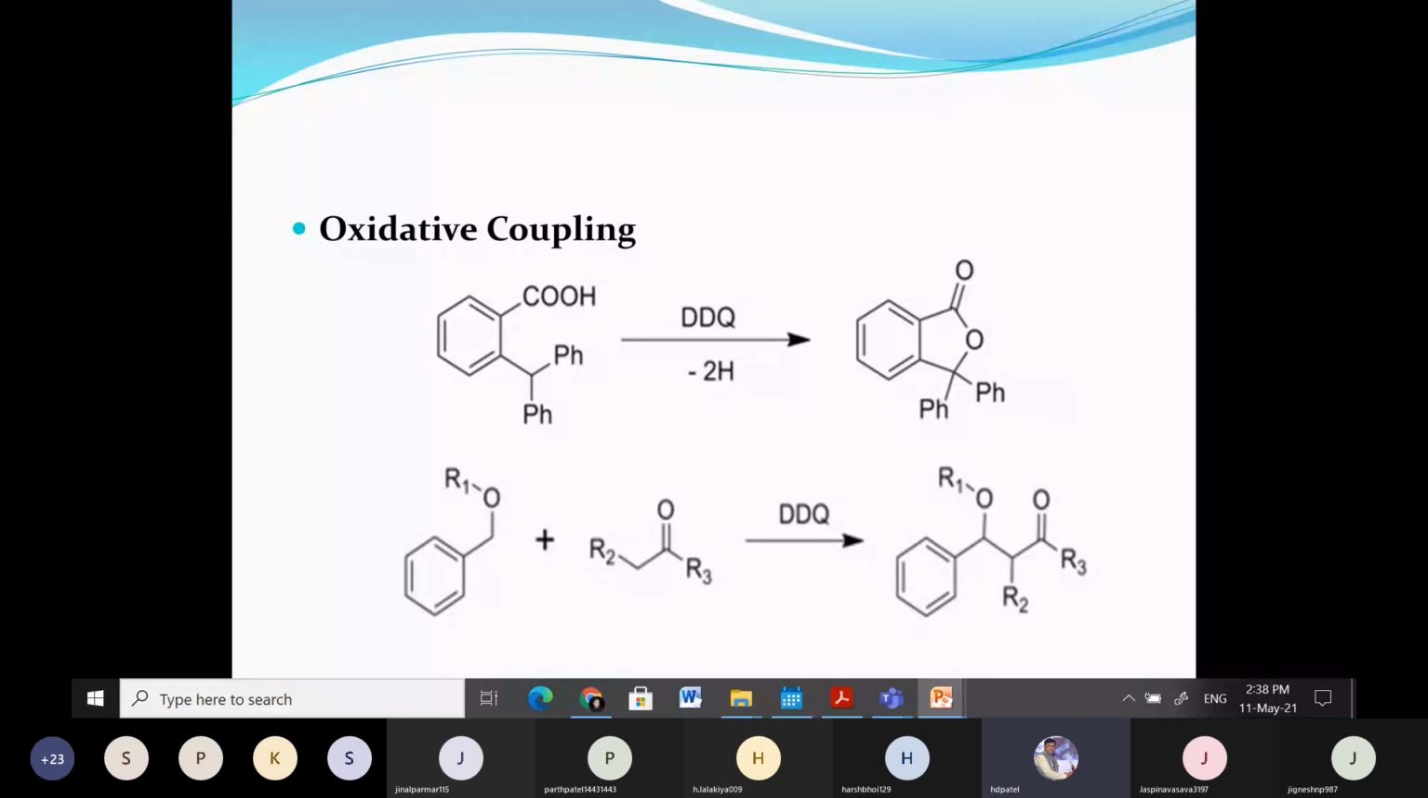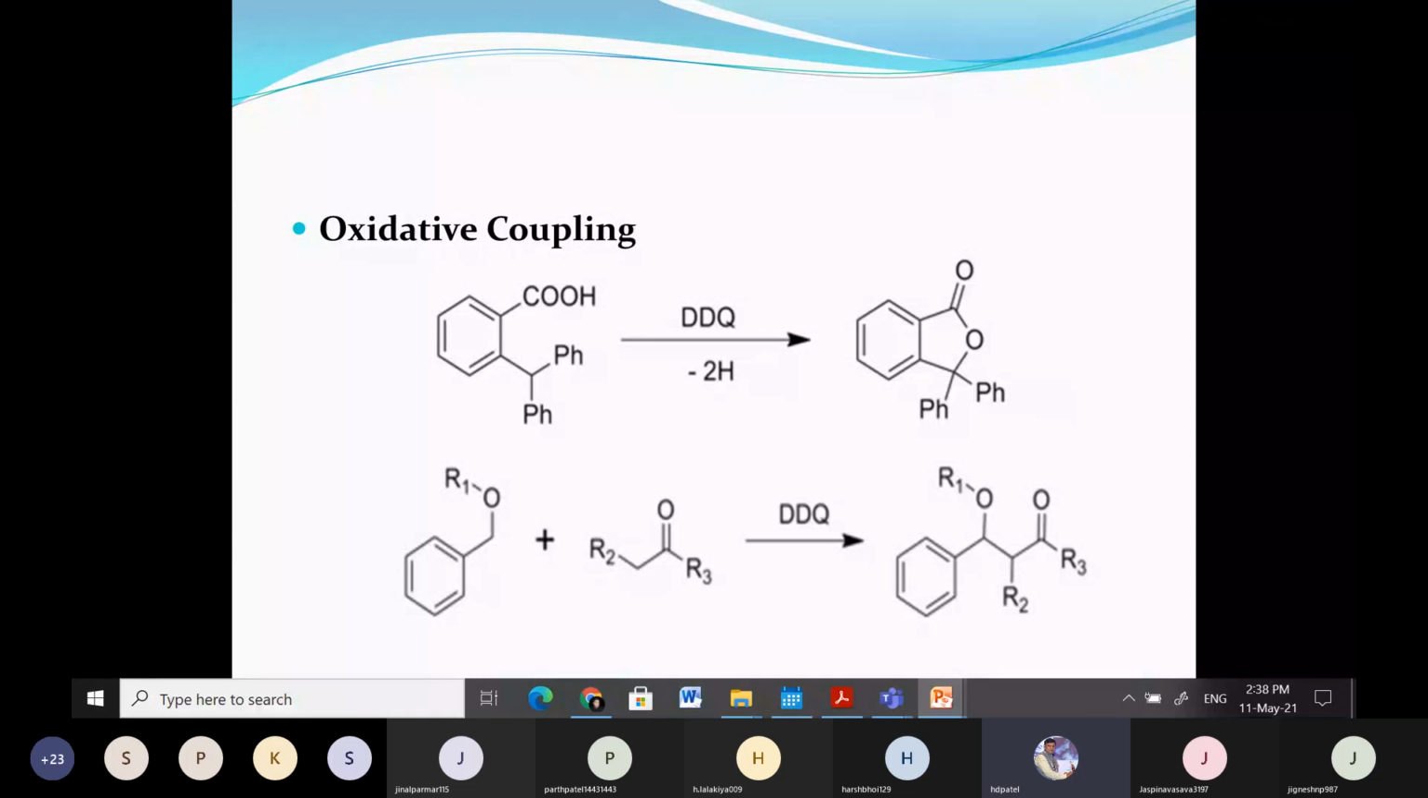DMP. DMP is known as an oxidizing agent. DMP we can use for the oxidation of secondary alcohol and primary alcohol. If we have secondary alcohol, then by oxidation we will get ketone. And if we have primary alcohol, then by oxidation we will get aldehyde.